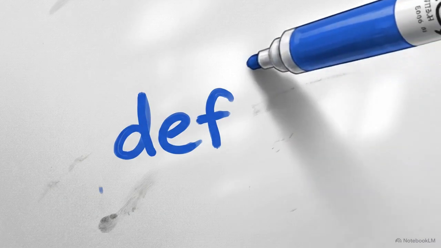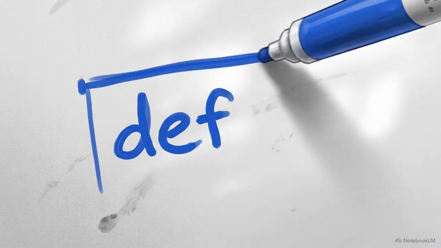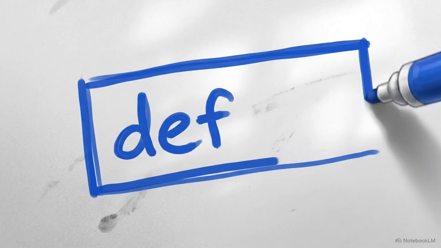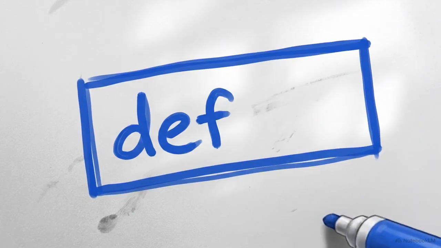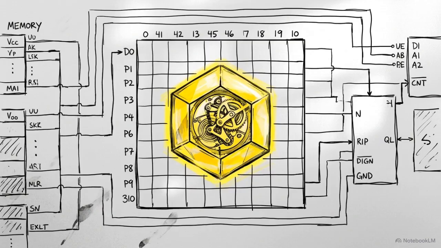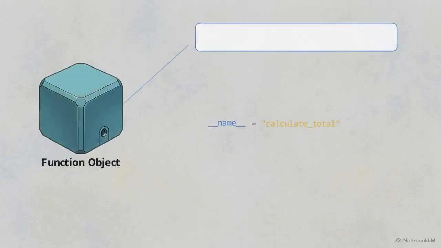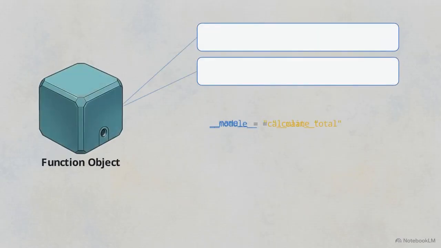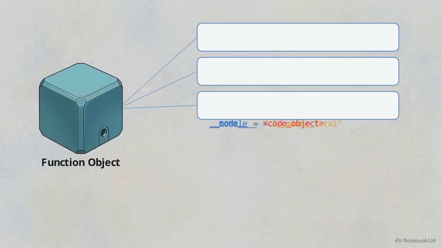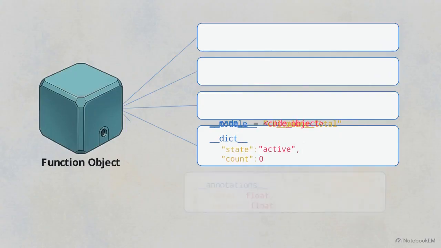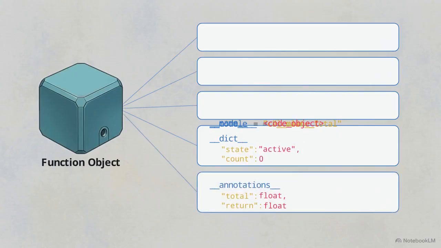In Python, the def keyword actually functions as an active executable command rather than just a passive syntax marker. When the interpreter encounters a def statement, it instantiates a first-class function object within the system memory. The interpreter assigns this object a name, a module to track its origin, and a code attribute storing the compiled bytecode. It maintains a namespace dictionary, __dict__, to hold internal state, and stores any type hints in the __annotations__ dictionary.